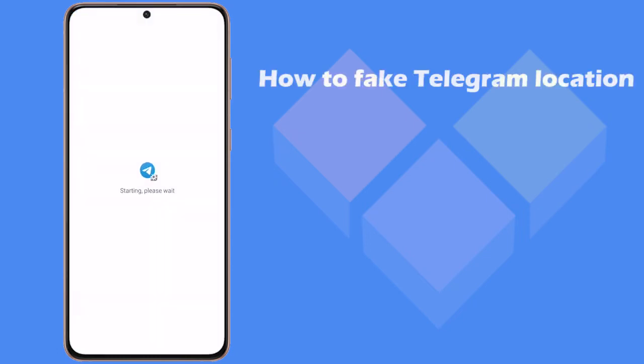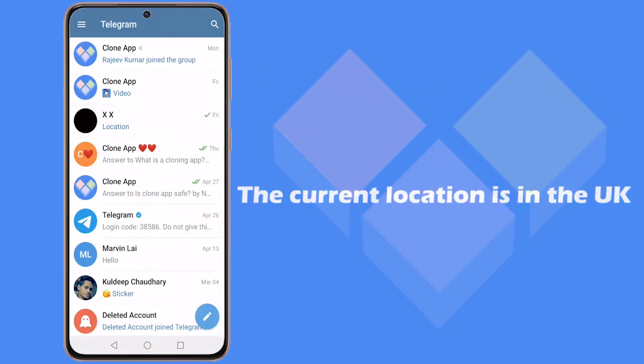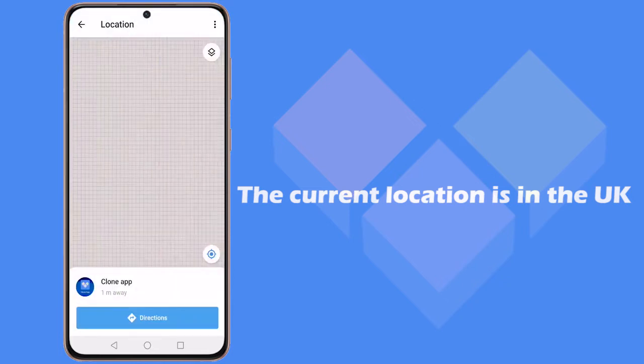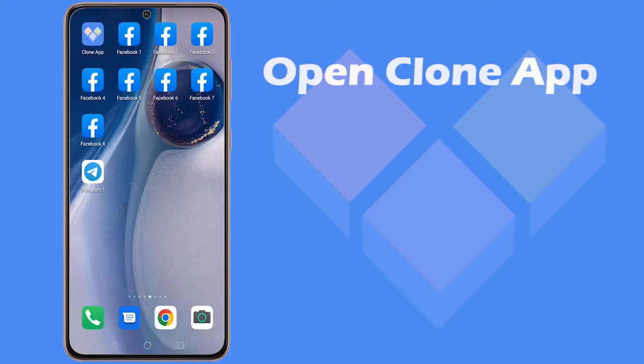How to fake Telegram location. It can be seen that the current location of the Telegram is in the UK, and the location sent to a friend is also in the UK. So how to change the location of Telegram?